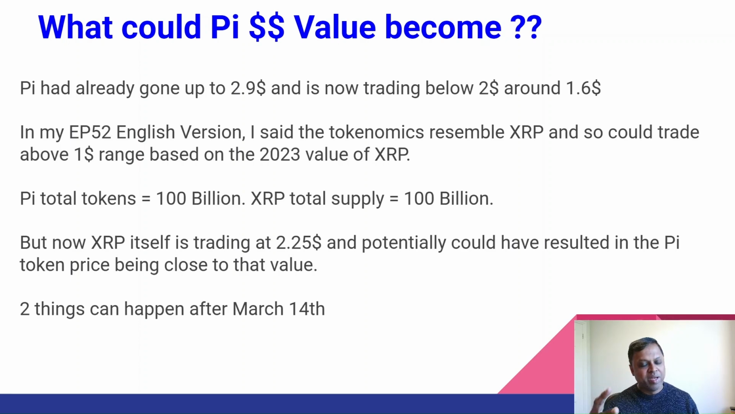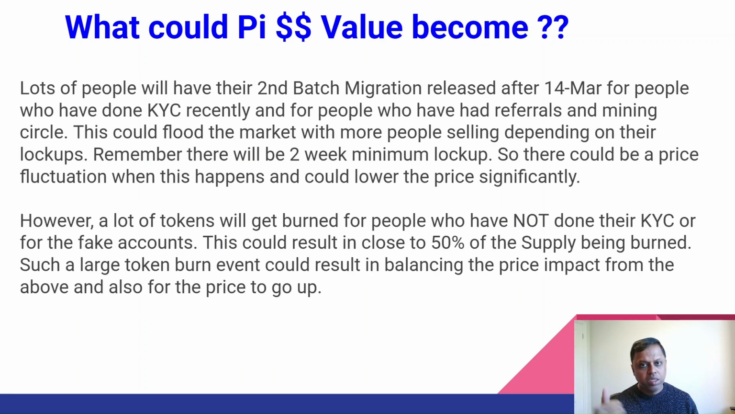Now two things can happen after March 14. A lot of people who've done KYC in the last few days, few weeks, few months, will have their second batch migration happen. So a lot of new Pi tokens, transferable tokens, will move to available balance and they will be able to sell it, like the process that I've explained. So this could flood the market, and depending upon the lockups, if some people had done a 3-year lockup, they won't be able to sell it. But I'm expecting, starting with a 2-week minimum lockup, people will be selling gradually.